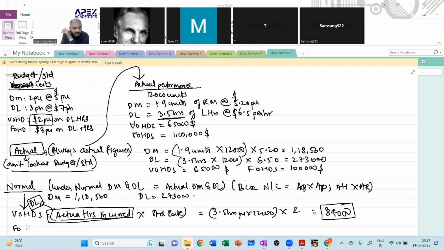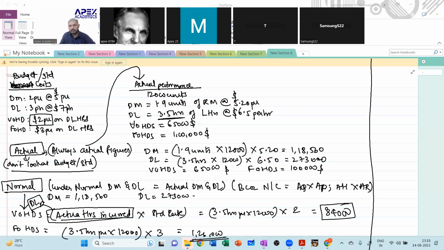Next, let's take into consideration fixed overheads. Fixed overheads are again going to be the same thing. They are going to be 3.5 hours per unit multiplied by 12,000 units, but the rate is going to be 3. So we are looking at 3.5 multiplied by 12,000 multiplied by 3. Our answer comes to 126,000. So this is our normal summary.